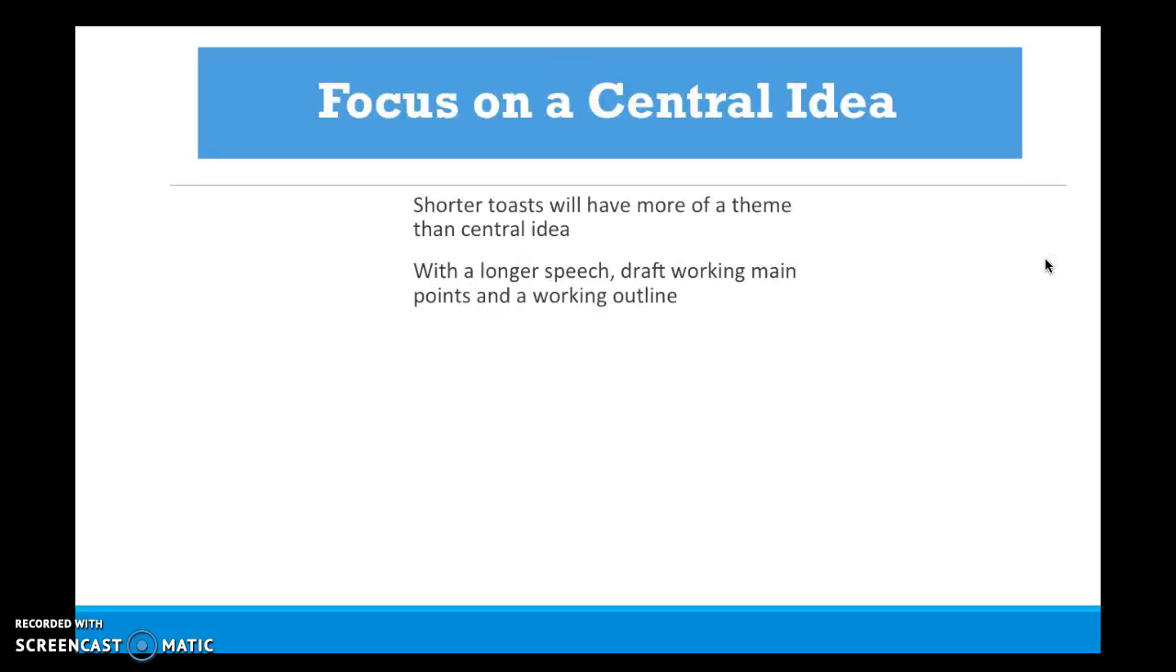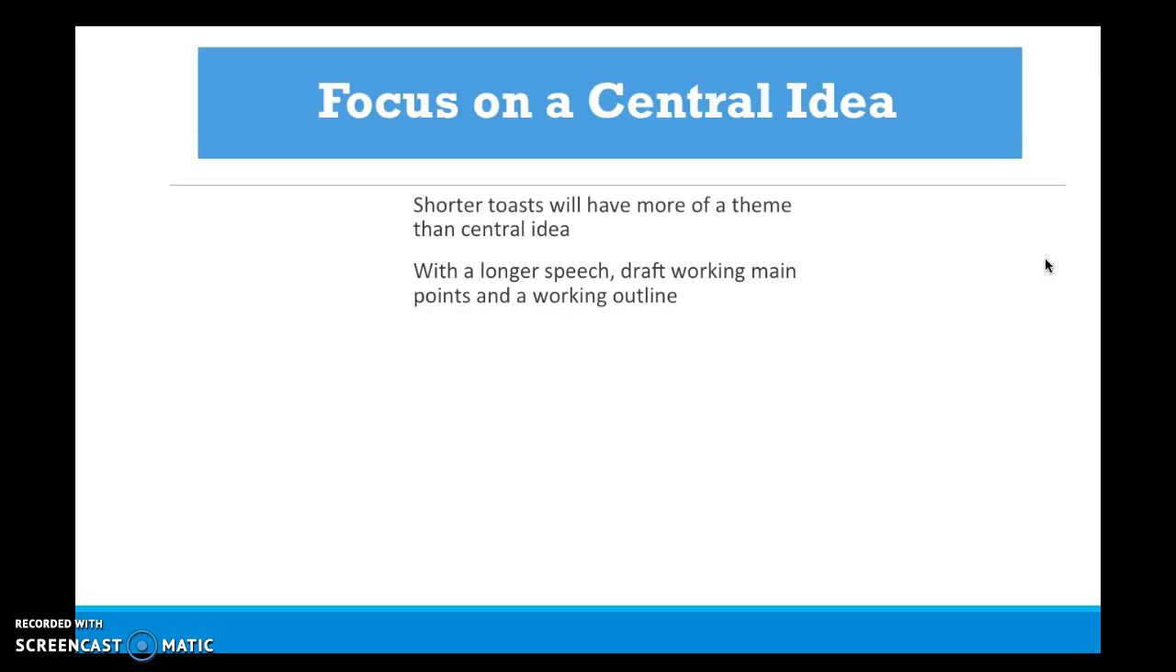Then you want to focus on the central idea. This is important. Even though this is a special occasion speech, you still have a thesis statement. Now remember, shorter speeches will have more of a theme than a central idea. Longer speeches, you're going to have main points, a working outline. I will not be seeing the outline for this speech. That's very important to remember.